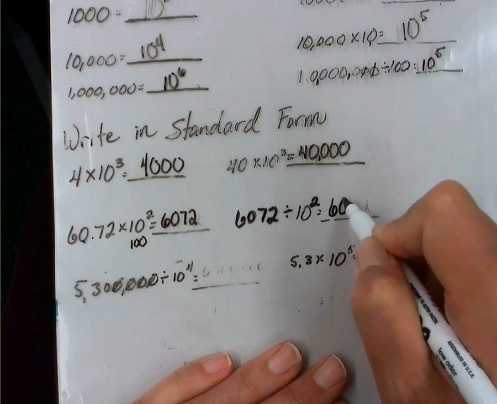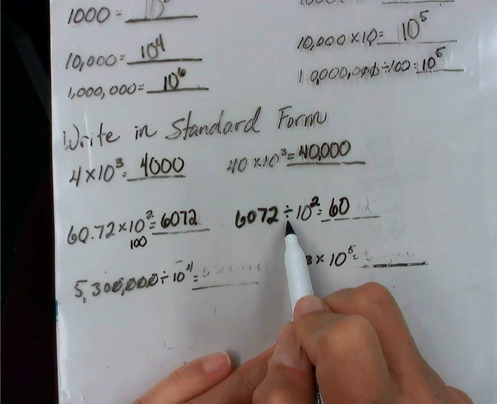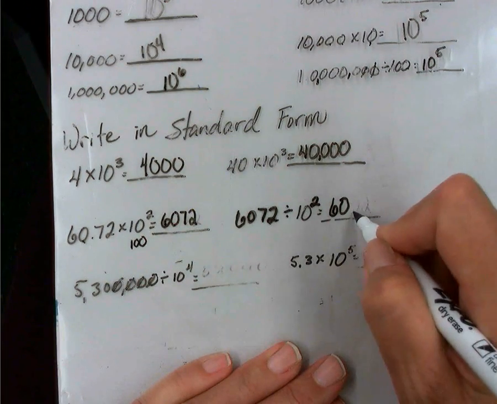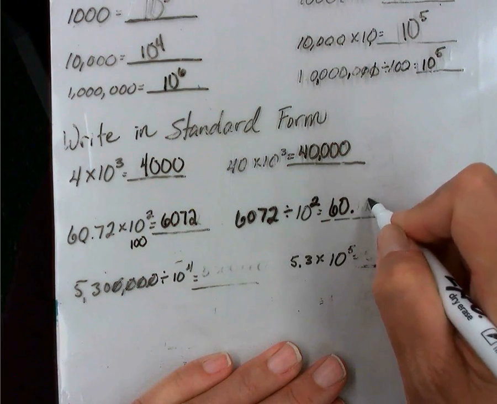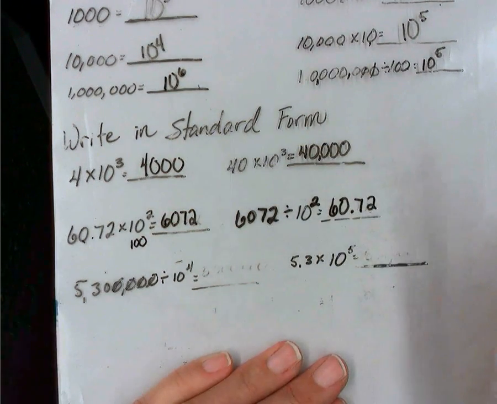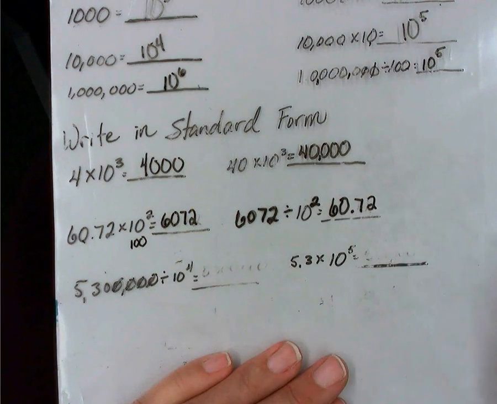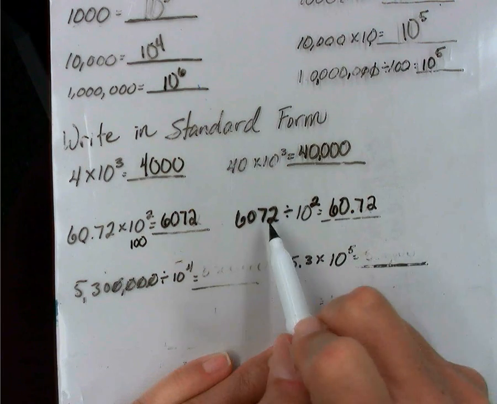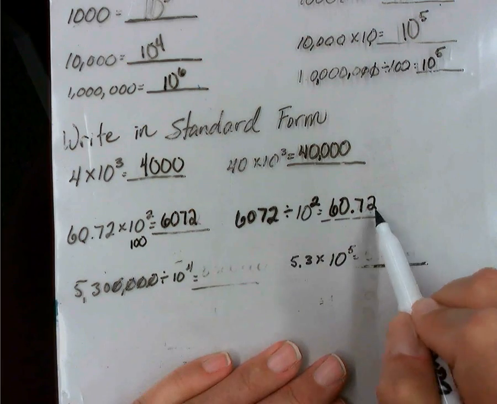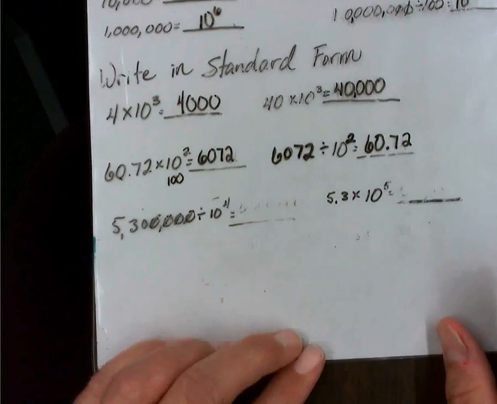6, 0. The 2 was in the ones place. We're dividing by 100. It goes from being in the ones place to the hundredths place then. So here's our decimal. Here's our 2 in the hundredths place. So our 7 stays where it is because they always stay in the same order. 6072, 6072. They just change value. So the 2, which is in the ones place, 1 divided by 100 is 100th. So it goes from the ones place to the hundredths place.